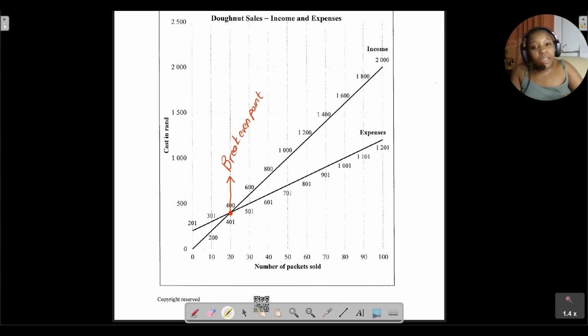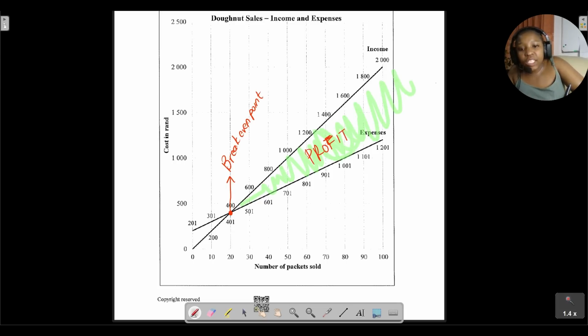So by looking at this graph, we basically see that in this region the business is making a profit. And in this region, if you sell less than 20 items, the business is basically working at a loss. Also, very important, this is just additional information.